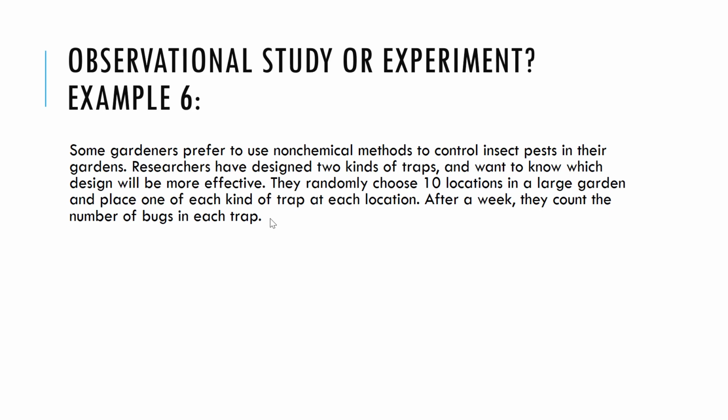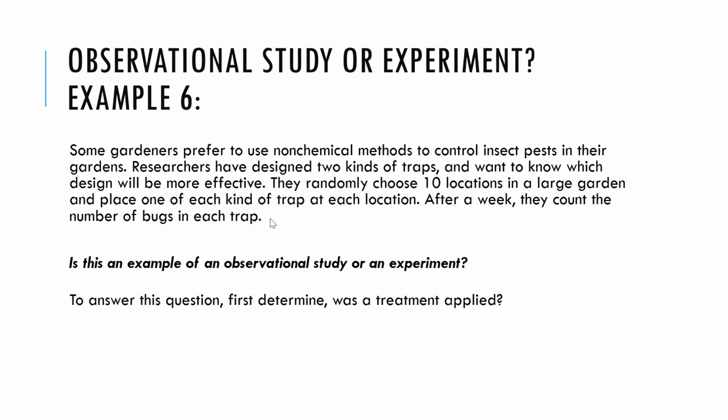Let's do one more example. Some gardeners prefer to use non-chemical methods to control insect pests in their gardens. Researchers have designed 2 kinds of traps and want to know which design will be more effective. They randomly choose 10 different locations in a large garden and place one of each kind of trap at each location. After a week, they count the number of bugs in each trap. Is this an example of an observational study or an experiment?